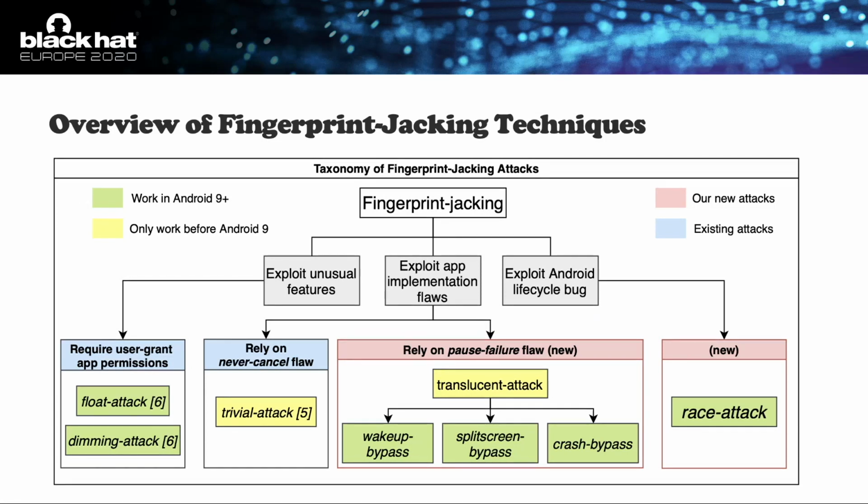And to tell you the truth, we didn't start this research from the beginning to do such a thorough study. At first, I was trying to do bug hunting in a particular mobile wallet app, and then I found one technique to make this fingerprint jacking happen. Then we did more study and it grew into this complex diagram. You can see on the right-hand side there are 5 attack techniques: translucent attack, wake-up, bypass, and so on, including the wrist attack. Those in the red boxes are our new attacks.